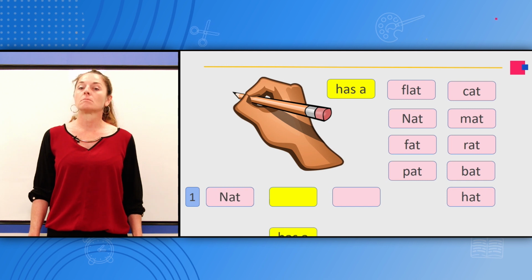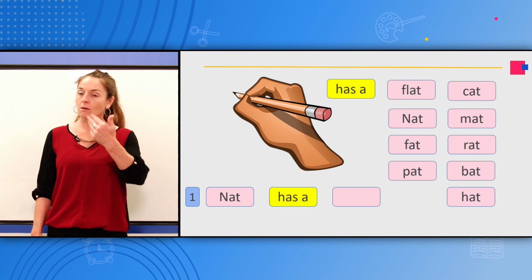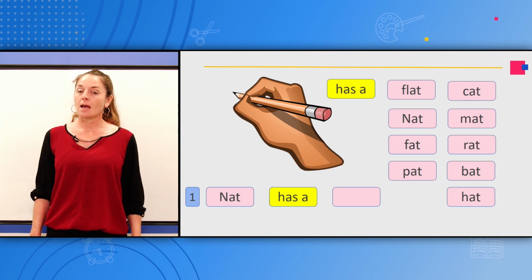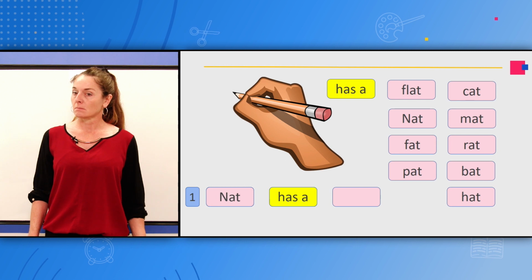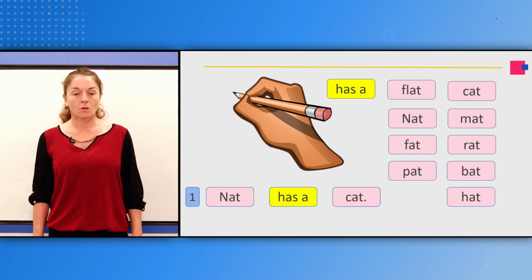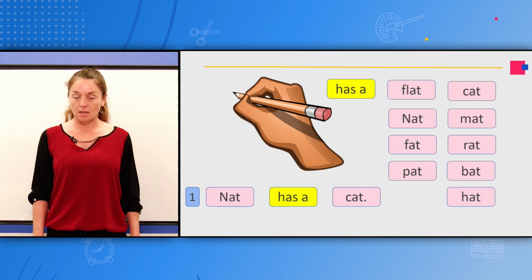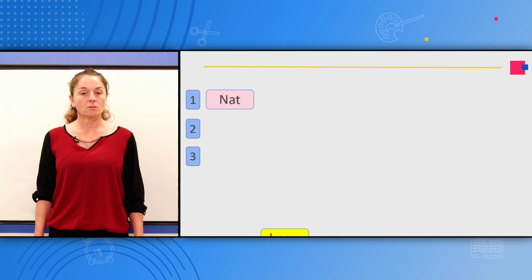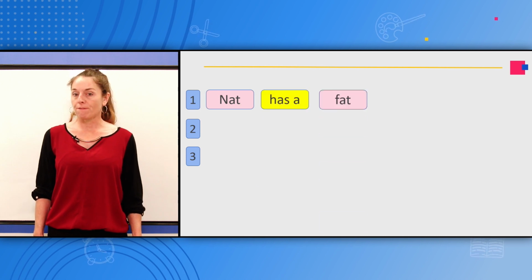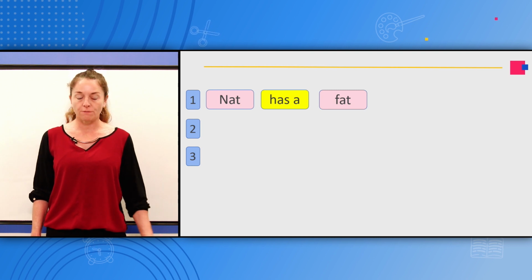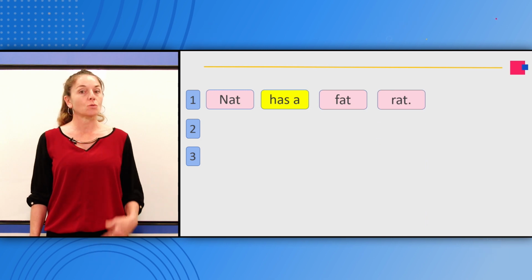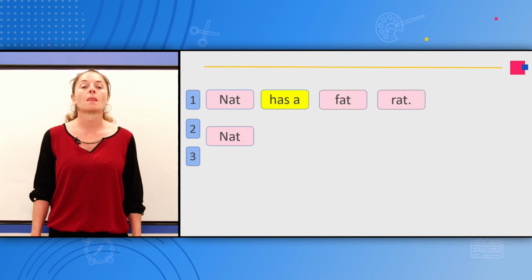Nat has a. Now you choose. There are many options. Nat has a cat. Okay, but can I do something else? Of course I can. Let's see. Nat has a fat what? A fat rat, a fat cat, a fat what? A fat rat. Okay, you see we have many options.